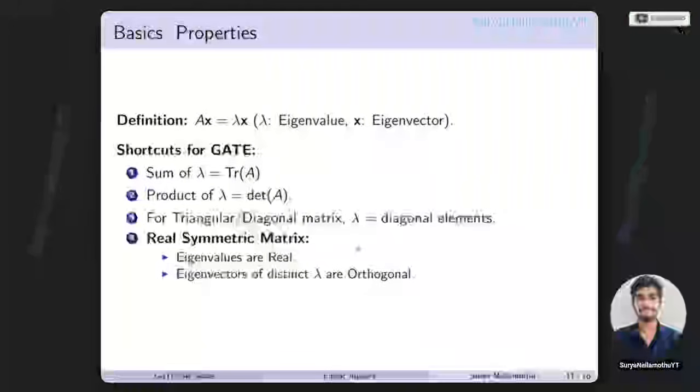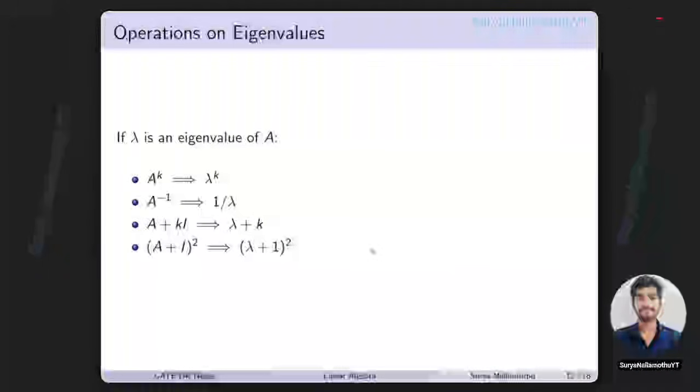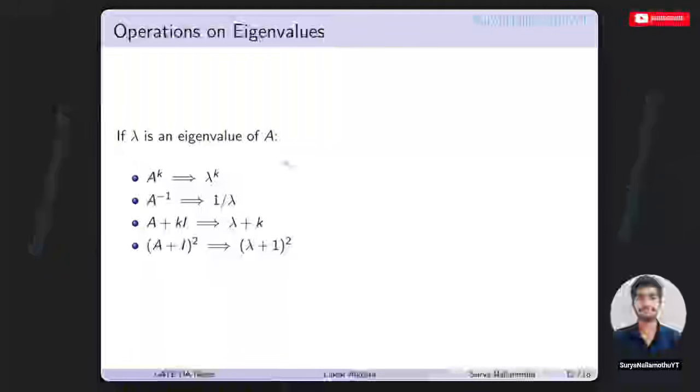Real symmetric matrix eigenvalues are real. Eigenvectors of distinct lambda are orthogonal. These are the simple points. For a symmetric matrix, A transpose is equal to A. Eigenvalues are real, and eigenvectors of distinct lambda are orthogonal. Remember these points very well. Next, if lambda is an eigenvalue of A, okay. So these are very important points also.